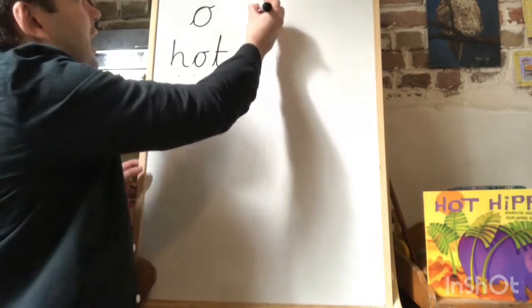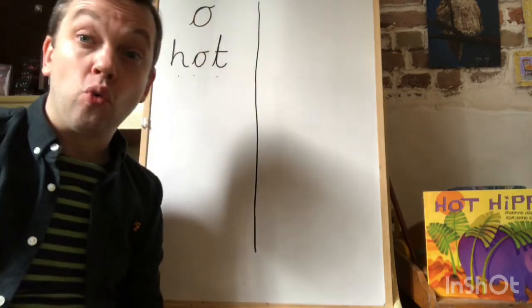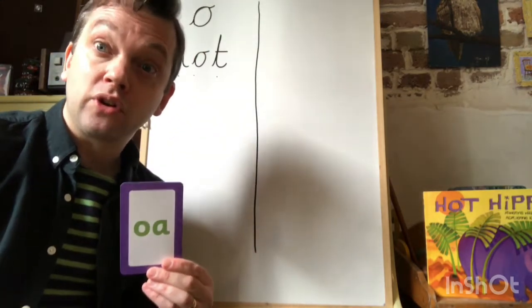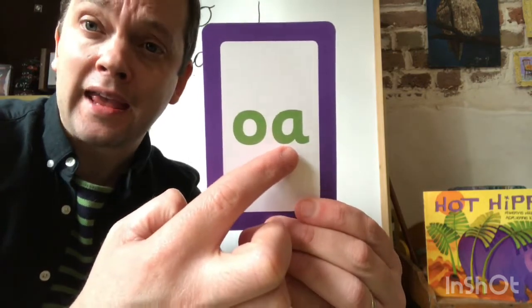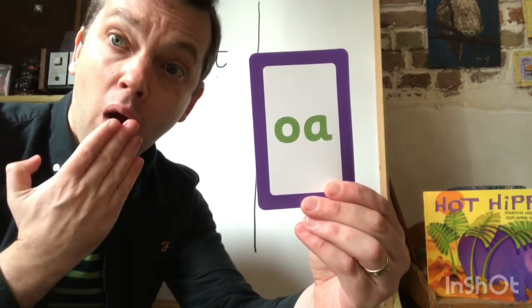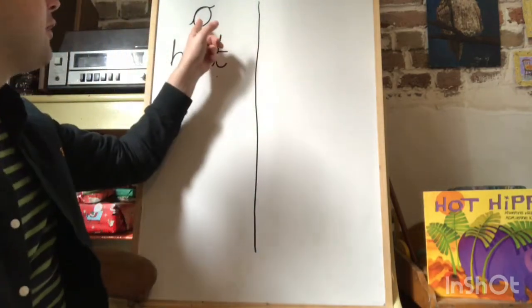Now, let's draw a line down the middle here. Because here we have the letter O, which makes the sound O. But there's also something a bit similar that can confuse us if we're not careful. So here we have the letters O and A. Could you say the letters O and A? Very good. And they make the sound O. The letters O and A make the sound O. Your turn to say it. O. That's right. So here, that's the letter O. And here, this is the sound O.